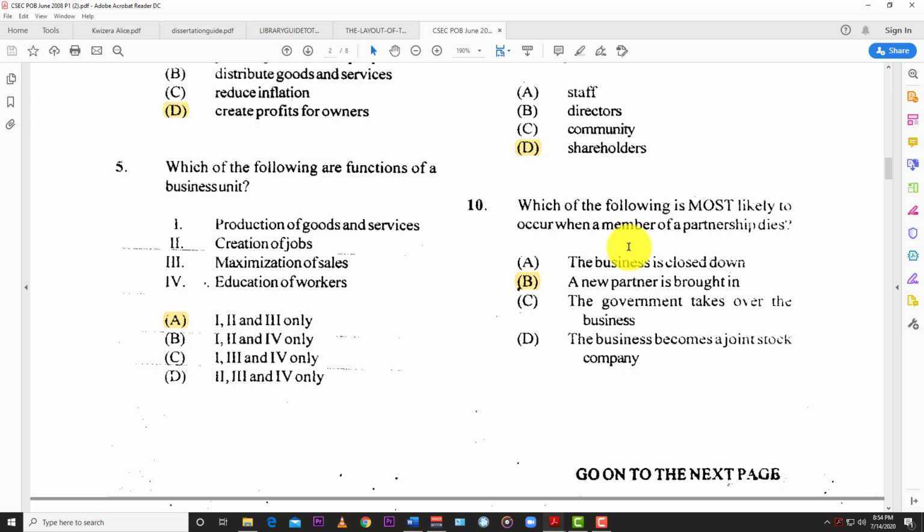It's a new one. Now partnership, on the other hand, if one partner dies, maybe somebody can sell the shares, the ownership stake, to somebody else. Or you might ask somebody else to reinvest in the company, so a new partner would be brought in to continue the company. Now the rest of the options are really not options at all. The government takes over the business? That's not going to happen. A business becomes a joint stock company? That's not going to happen, it's a little far-fetched. A business is closed down? That's more for the sole trader. You die, the business basically closes down.